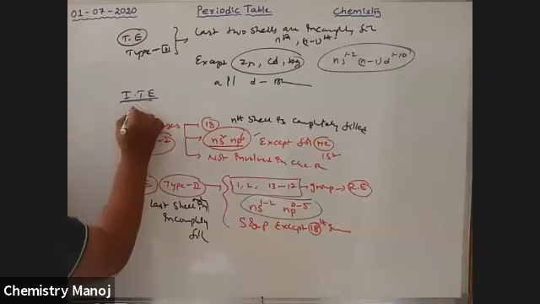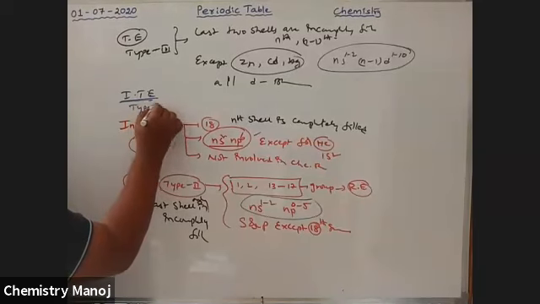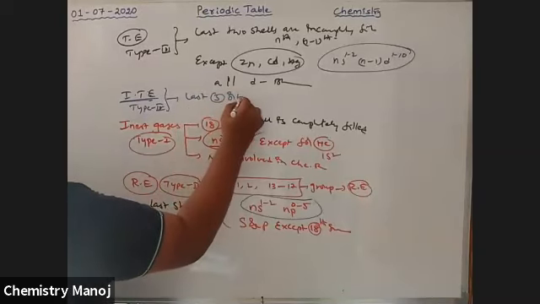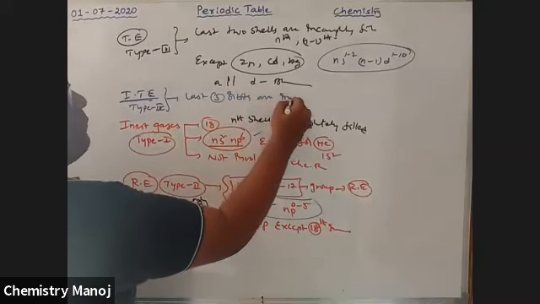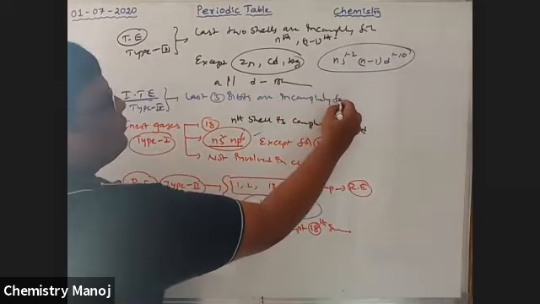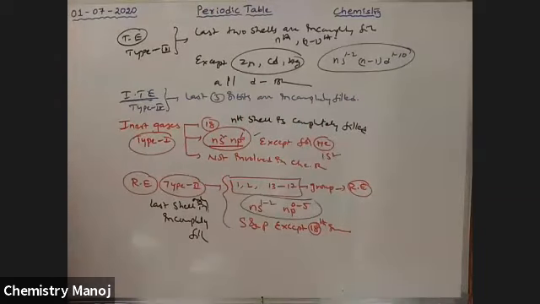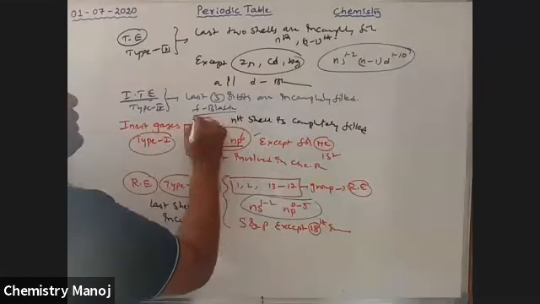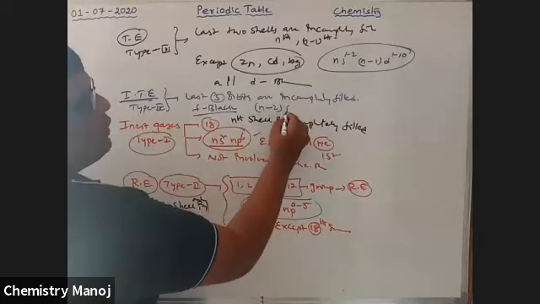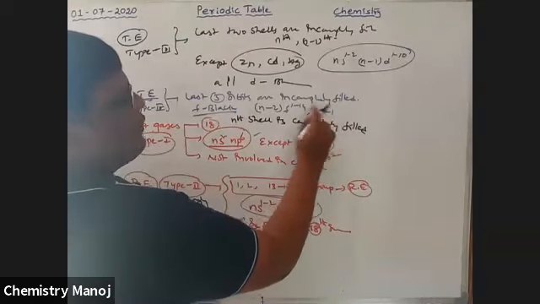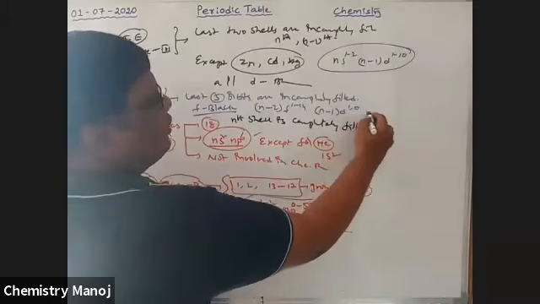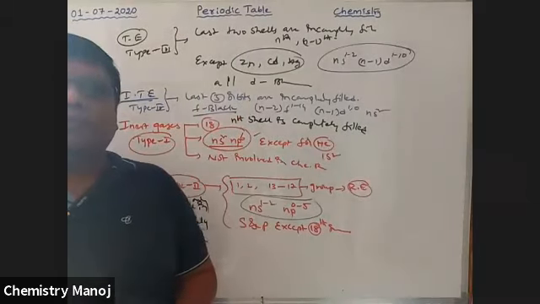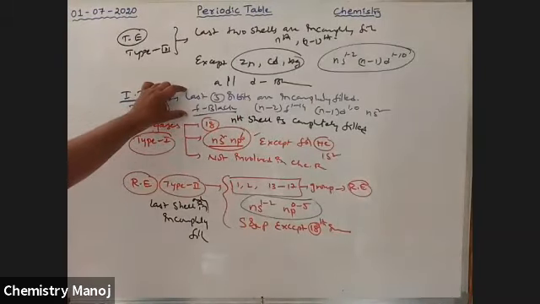Now, inner transition elements, these are type 4 elements. Here, last 3 shells are incompletely filled. So all f block elements come under this category. That is (n-2)f1-14, (n-1)d0-1, ns2 is the inner transition element. All inner transition elements are f block elements, and here f block element properties are applied.